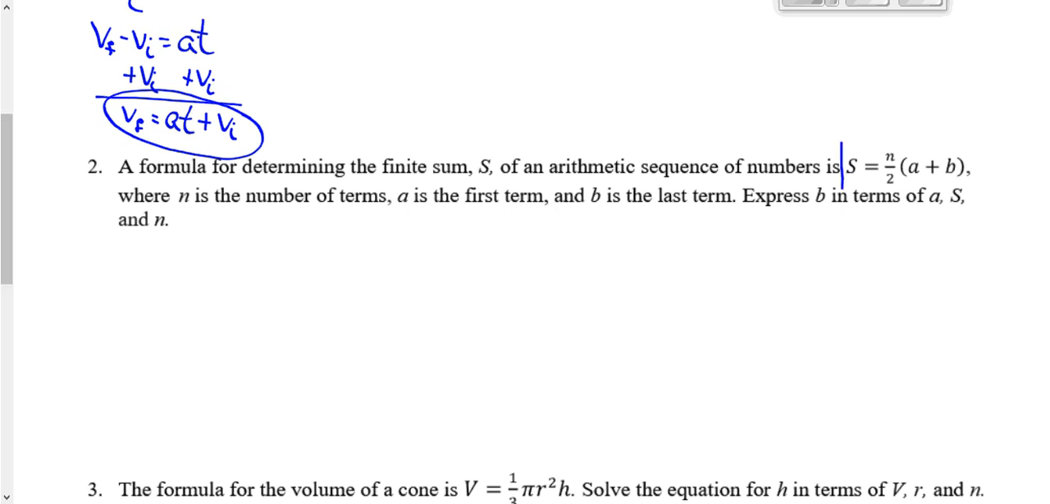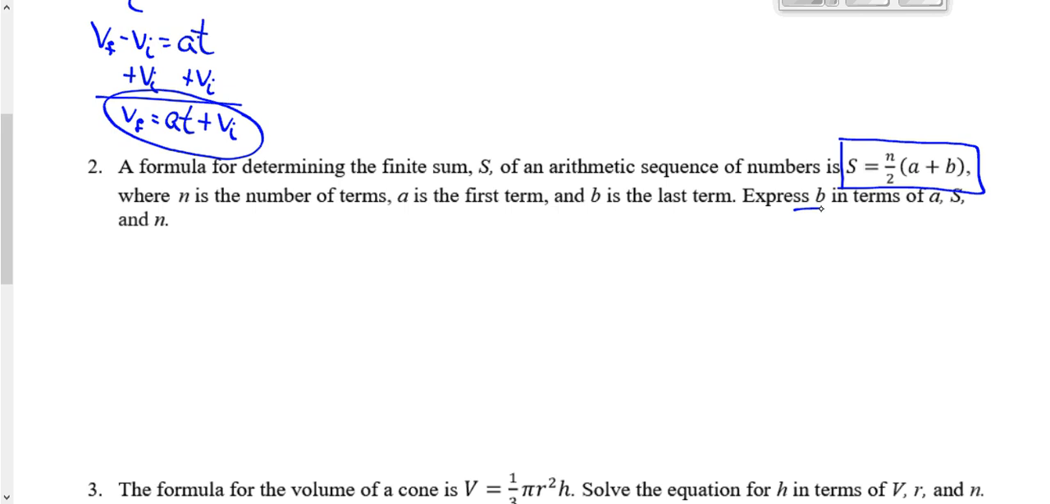So here is the formula: S equals N over 2 times the quantity A plus B. N is the number of terms, A is the first term, and so on. You don't need to know that. What do they want us to do? Solve it for what? There's not even an X in there. They want us to express B in terms of S and N, so we have to solve for B.